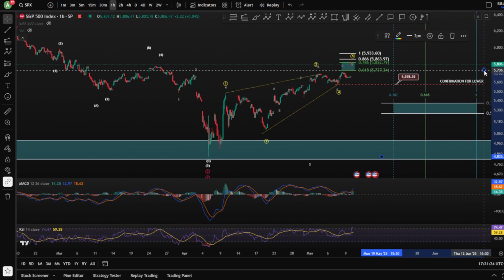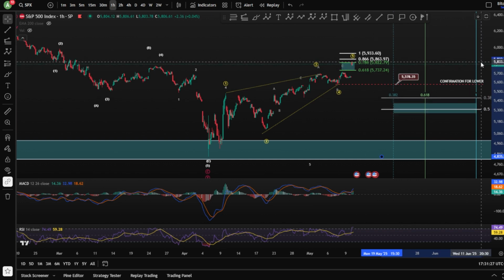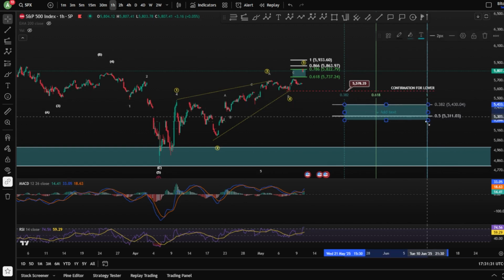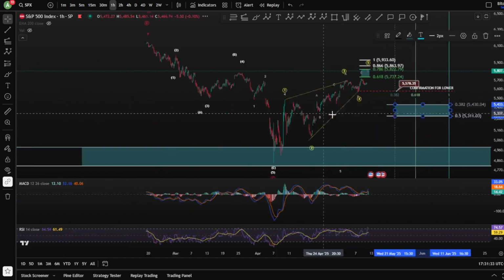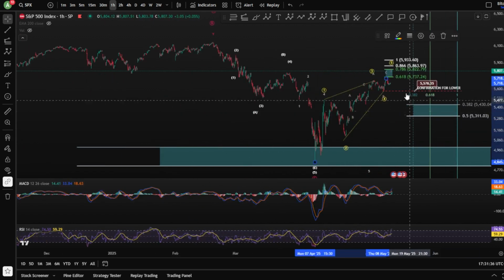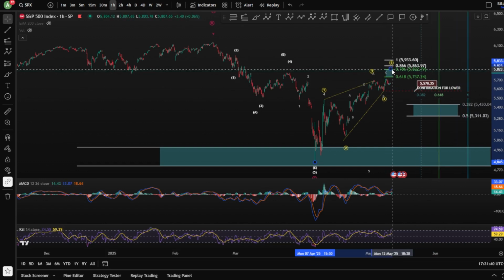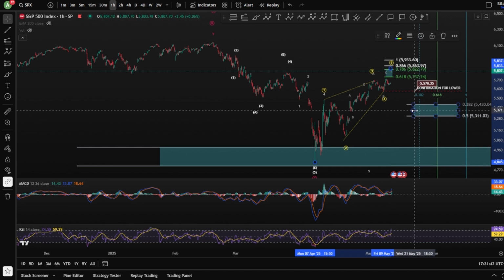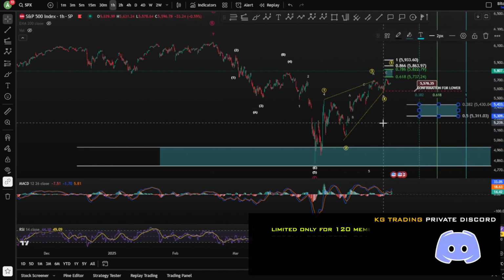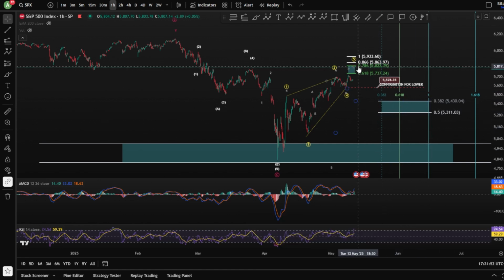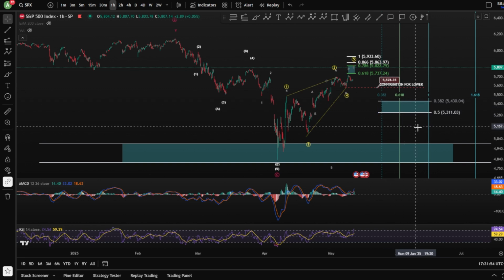The target for a wave 2 might now push higher to this area, so we are potentially looking at 5,400 as a wave 2. The timing is also pushing further, so we're going to see the timing pushing towards that side, with more time for the wave 2. We're going to readjust once we top and confirm. We're going to reset our targets and make sure that everything is perfect.